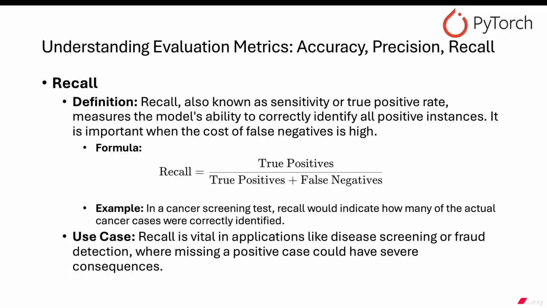Recall, also known as sensitivity or true positive rate, measures the model's ability to correctly identify all positive instances. It is important when the cost of false negatives is high. The formula is recall equals true positives divided by true positives plus false negatives.